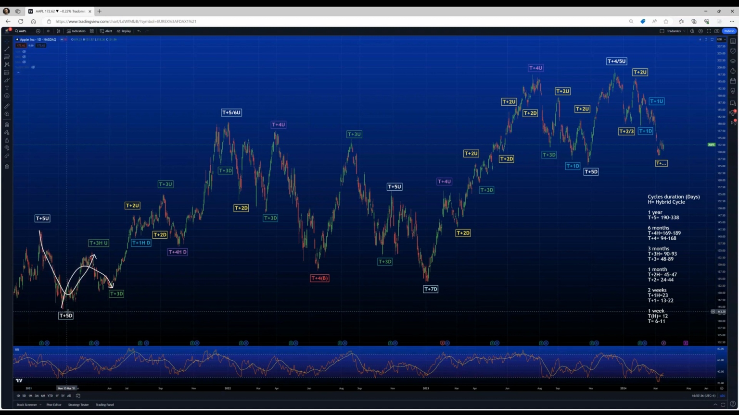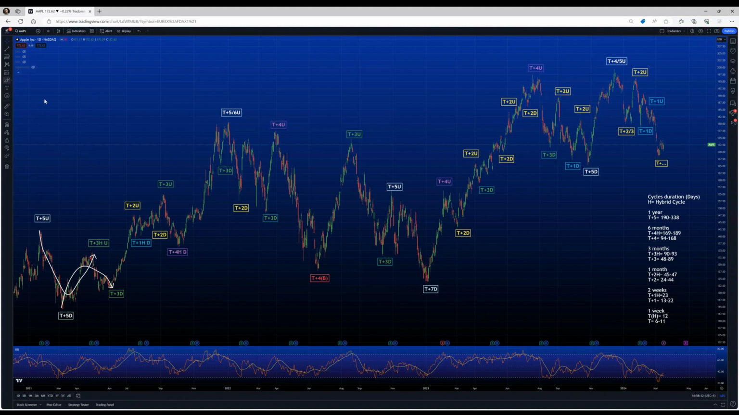Now, what is important to know is that when the downward cycle's conclusion is higher in terms of price level compared to the low from which it started, we can call it positive. Whilst in this case, in the upward cycle, it is the other way around. So if the top of its end is lower compared to the top from which it started, then we can consider it a negative upward cycle.